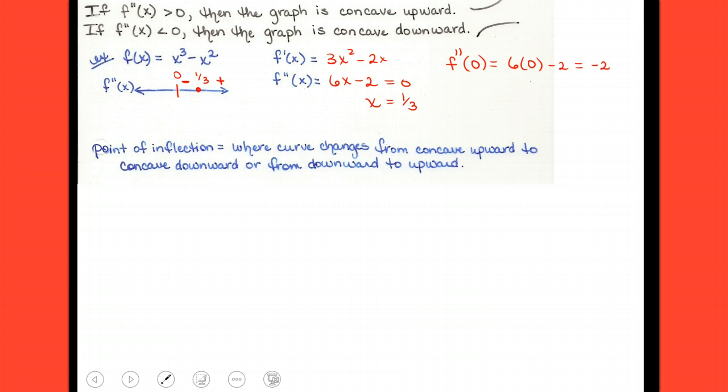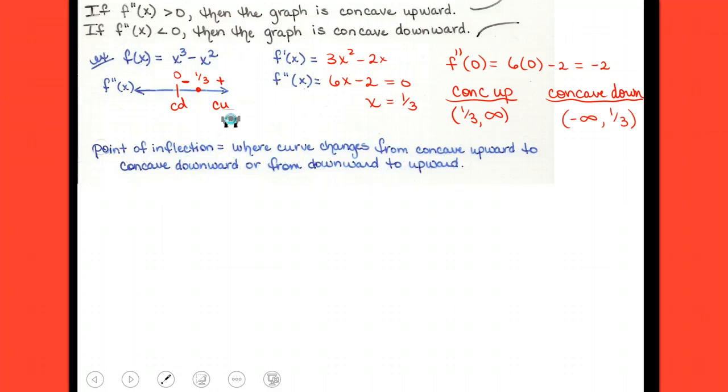So I can look at that then and I can say, okay, that tells me that my original function is concave downward here, and my original function is concave upward here. Because anywhere the second derivative is negative, the original function is concave down. Anywhere the second derivative is positive, the original function is concave up. If they wanted me to give that as intervals, I could. And you'll notice that when I give those intervals, I'm using a parenthesis for 1/3. I'm not using a bracket.